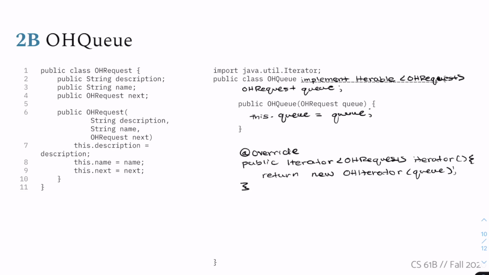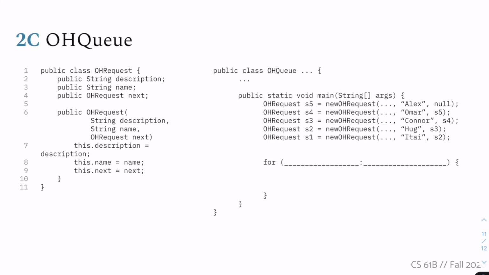So the last part of question 2 is we have a main function with an office hour queue, and the goal is to create an office hour queue object and then print out the names of all the people with good descriptions. So I'll give you a minute to think about it, and then we'll reconvene.